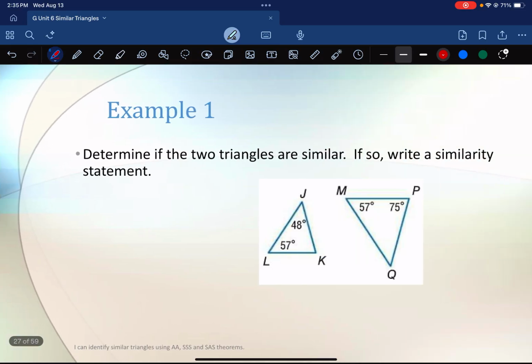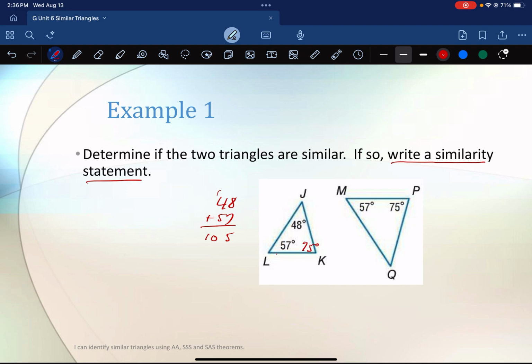So, example 1, determine if the two triangles are similar. If so, write a similarity statement. Okay, so I don't have all the measurements of all the angles here, so I probably need to spend some time finding those. So in this first triangle, I'm going to add 48 and 57 together. 15 carry 1, that's 105. So that means the other angle would be 75 degrees.